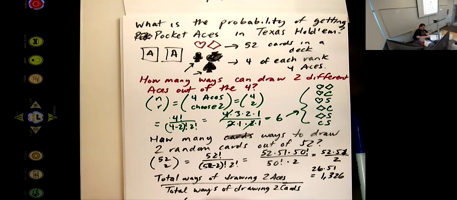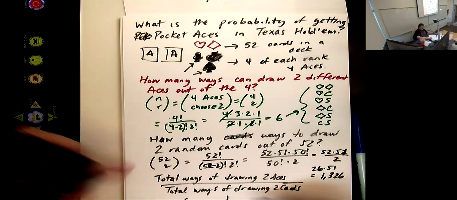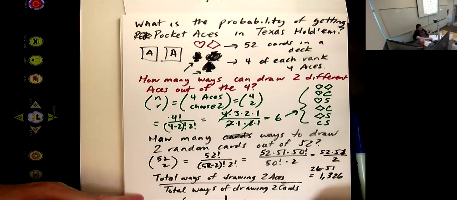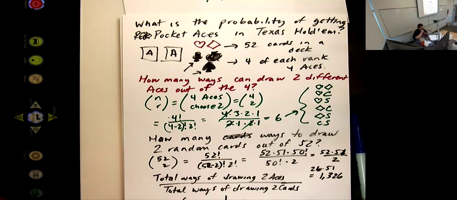I've got 6 over 1,326. Which is, oh, I need that fraction already. We get to 0.0045249, and I'm rounding there. It keeps going. In terms of a percentage, this is 0.45%.